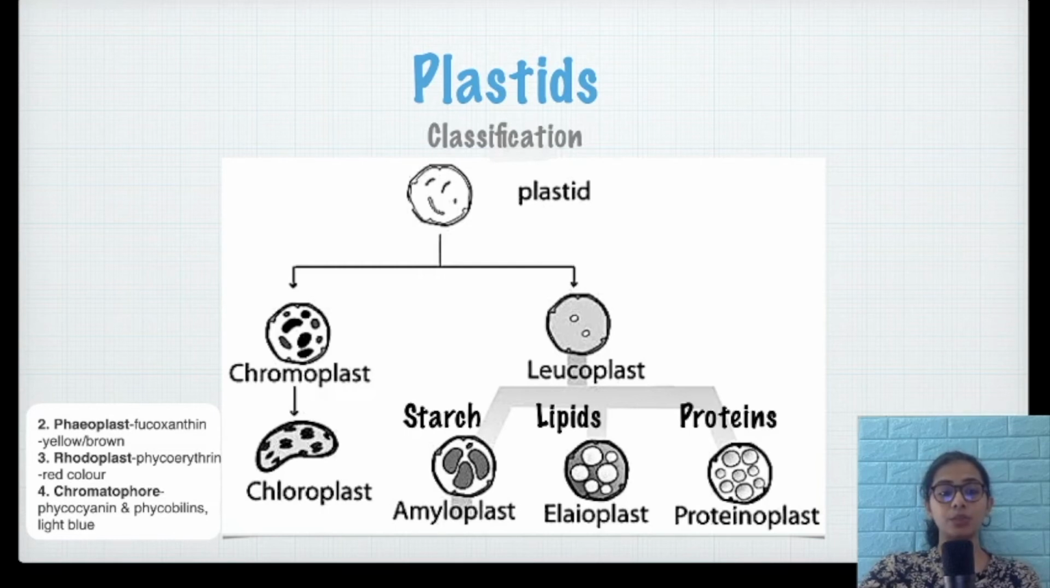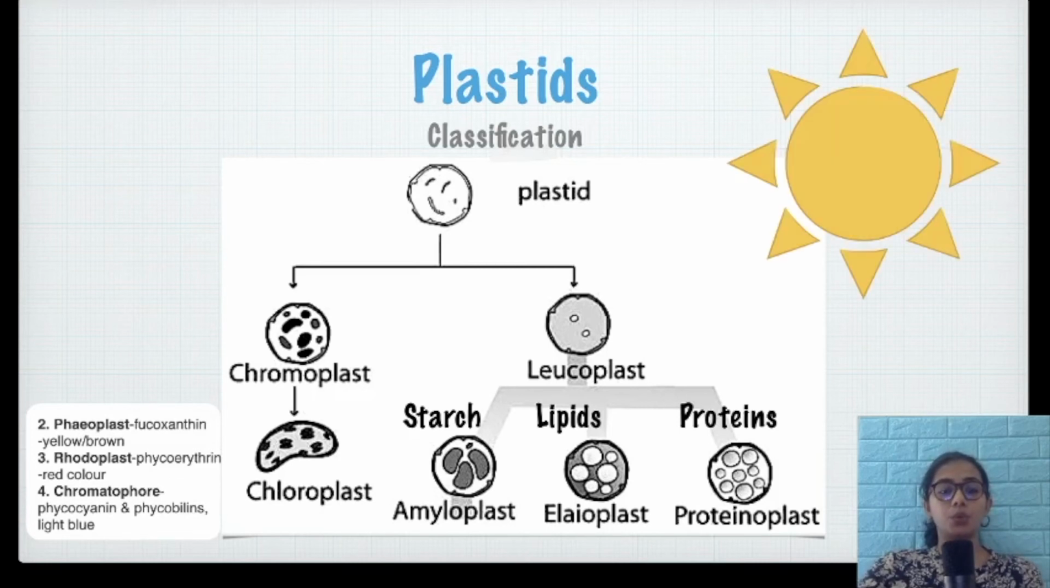Then there are chromatophores, which has got phycocyanin and phycobilins as the pigments, which colors them light blue, right? So these are the different types of chromoplasts. So from this itself, we can make out that these plastids are only present in photosynthetic eukaryotes, because only they need all these pigments, right, for their functioning.